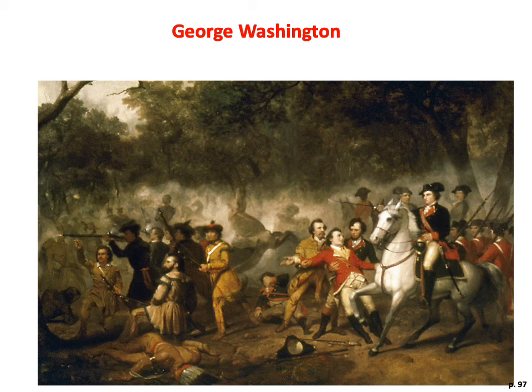And what we see in this painting is George Washington on the white horse on the right, and immediately to our left, we see General Braddock, who had been shot, and General Braddock died shortly thereafter. So George Washington, in fact, took command of the British soldiers and fought throughout the French and Indian War to eventually defeat the French.